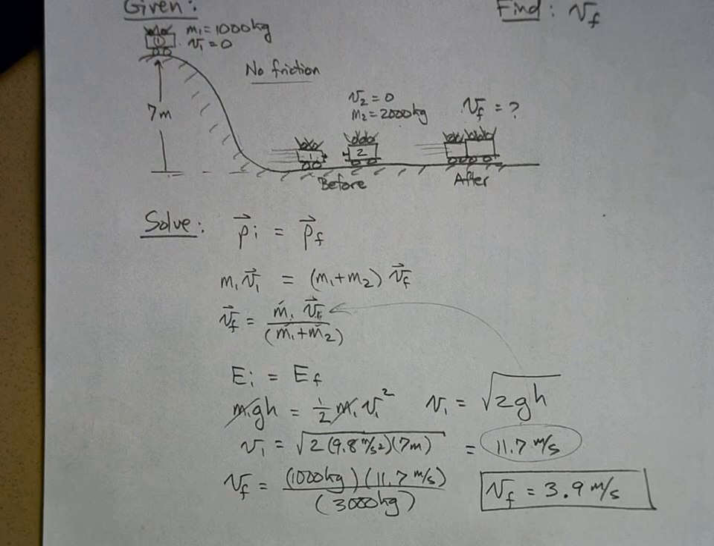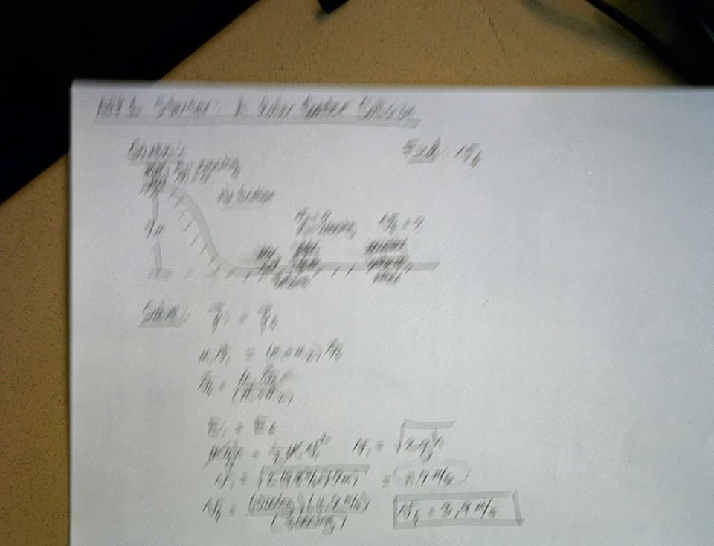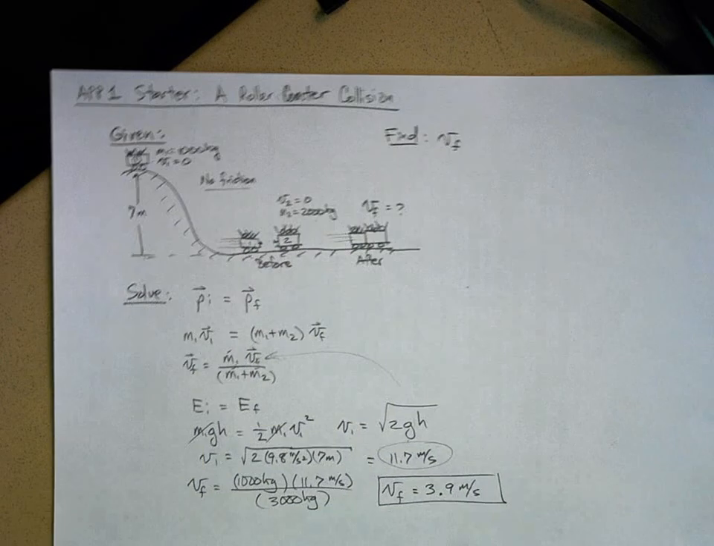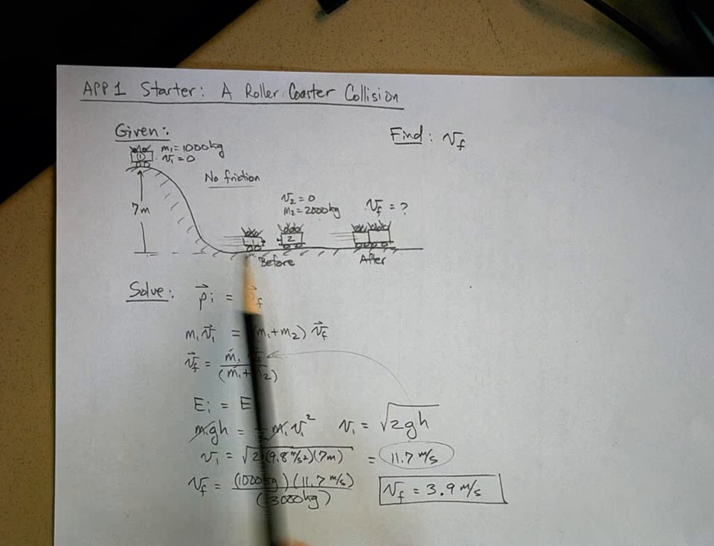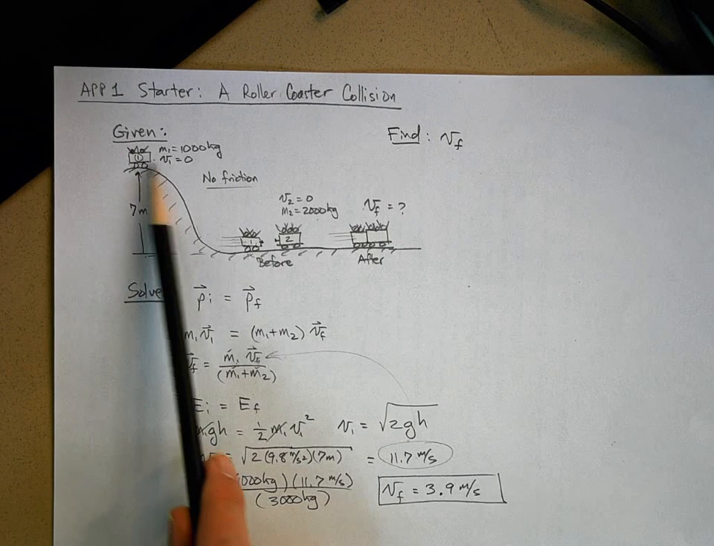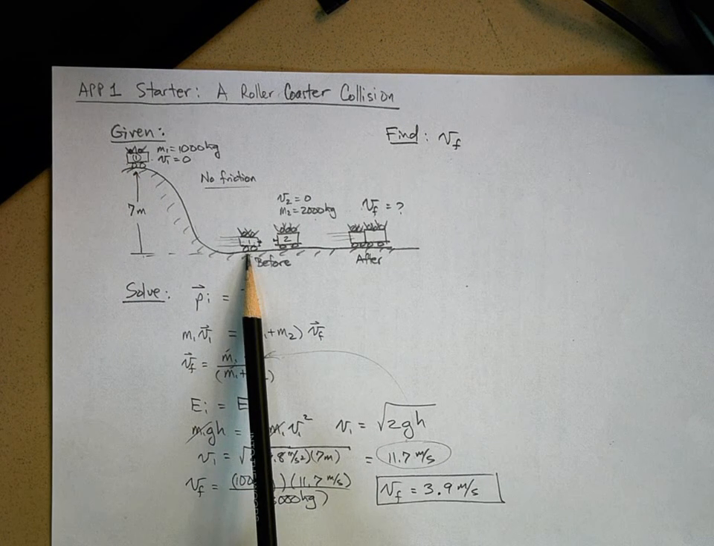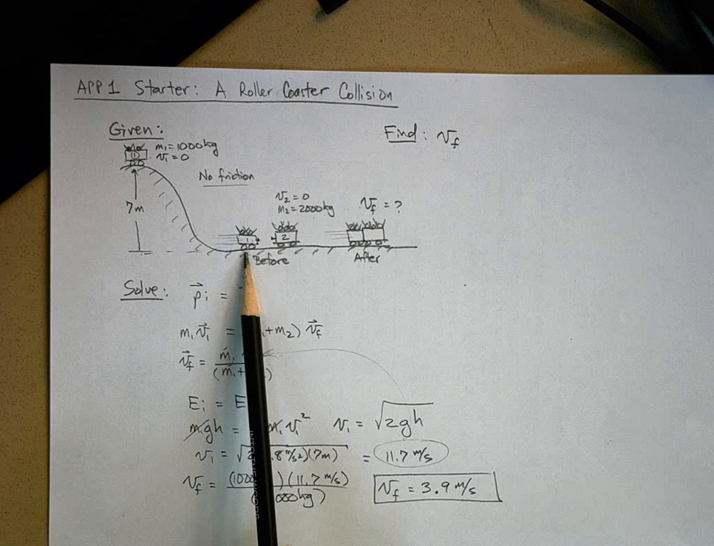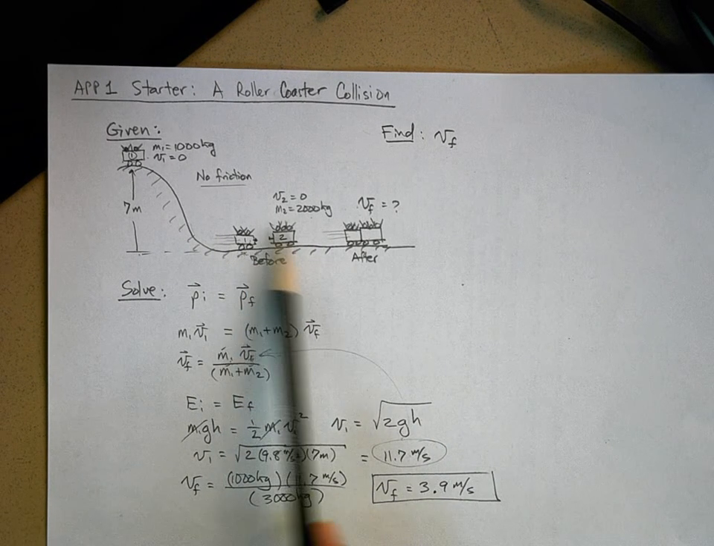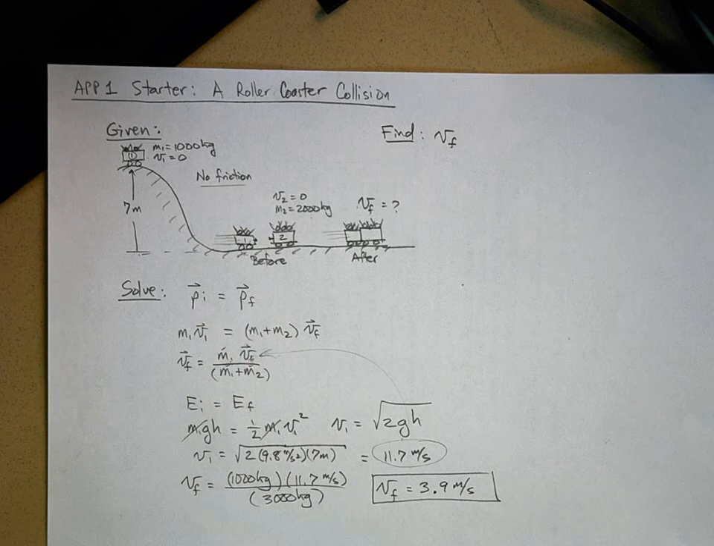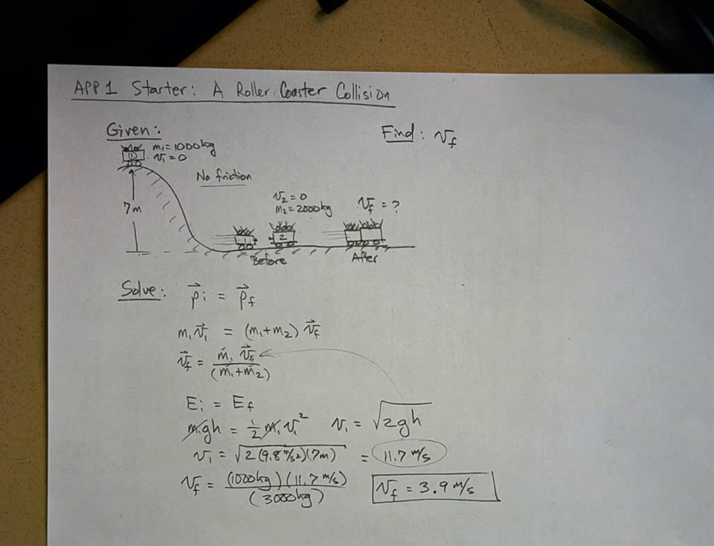Let me zoom out. Now let me ask you this. So in this problem, from the roller coaster at the top to the roller coaster at the bottom before the collision, mechanical energy is conserved. Then during the collision, momentum is conserved. But let me ask you this. During the collision, do you think kinetic energy is conserved? And the answer is no.